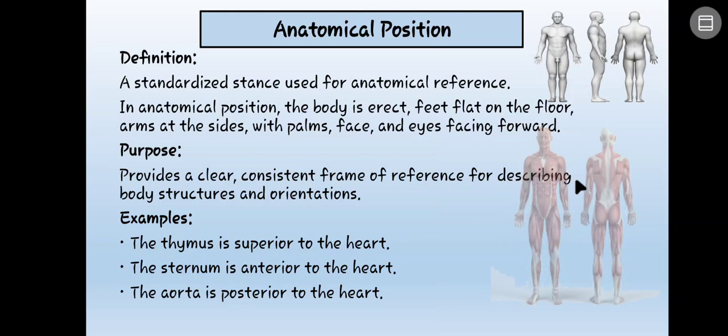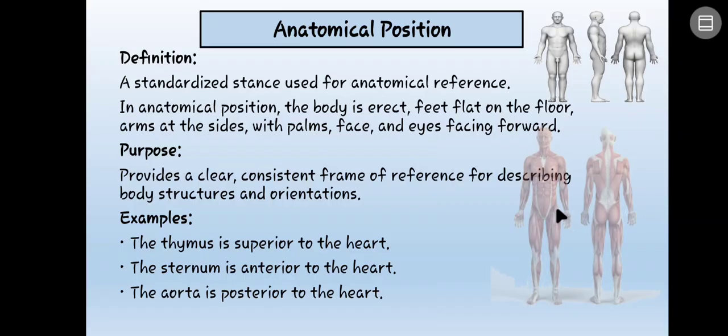And with the arms being on each side of the body, the arms should not be pointing opposite the direction of the body. The arms should be pointing forward. The face and the eyes should all be pointing forward. That is what we refer to as the anatomical position.